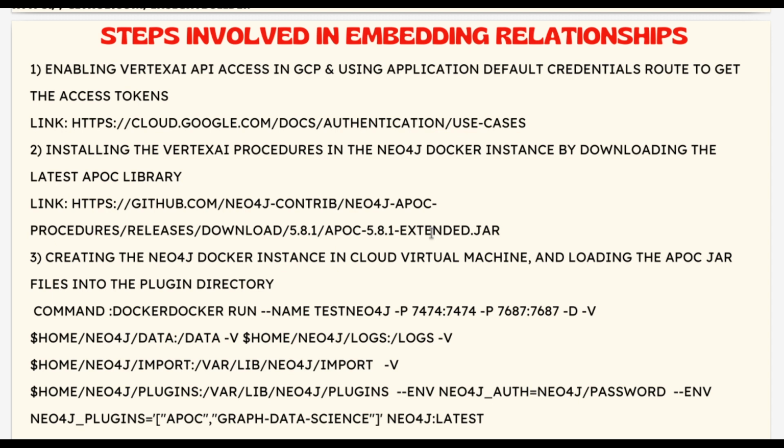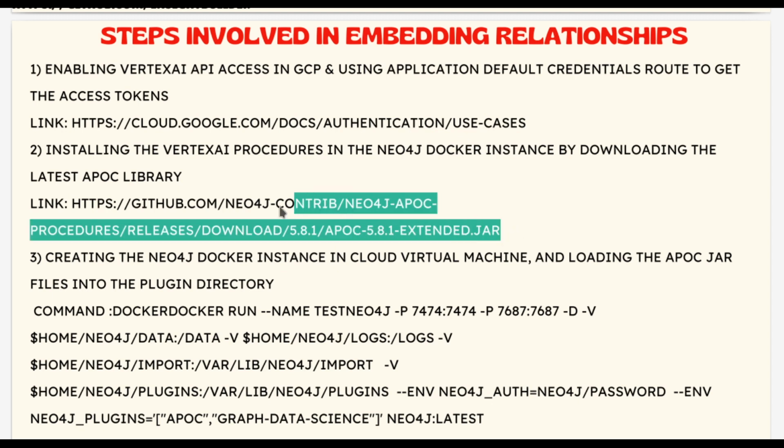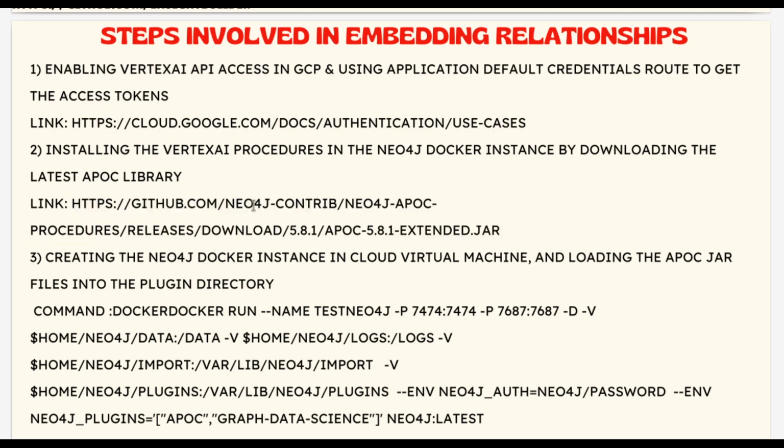Core APOC means all the necessary functions included in it are already approved. In the case of extended, the functions developed by the open source community are added to APOC, but not fully moved to core APOC till now. So there are two different versions available. You need to get access to this using this particular link. It is available in the Neo4j contrib repository, and you can get access to it from there.